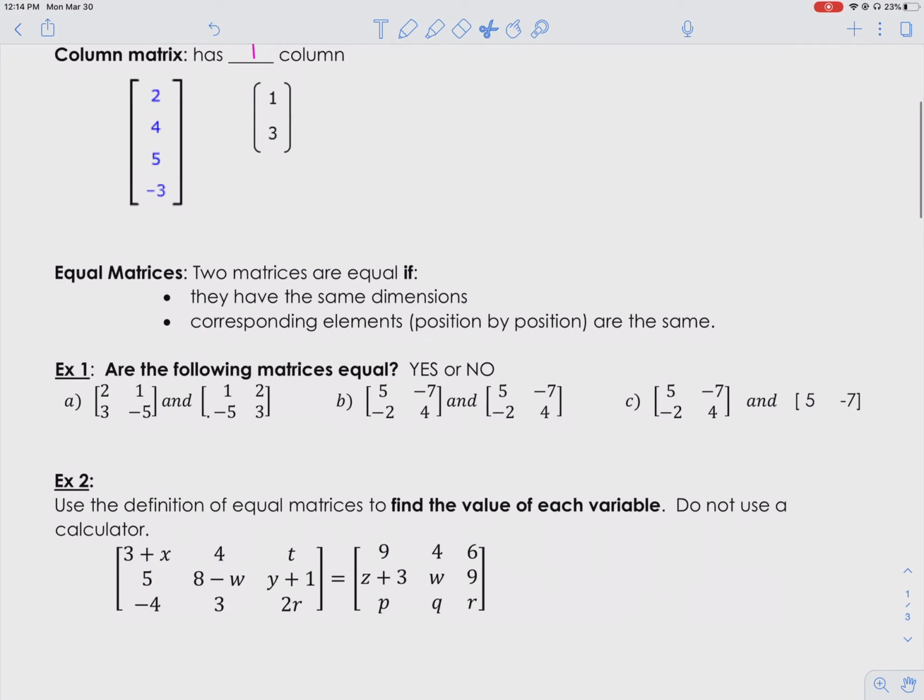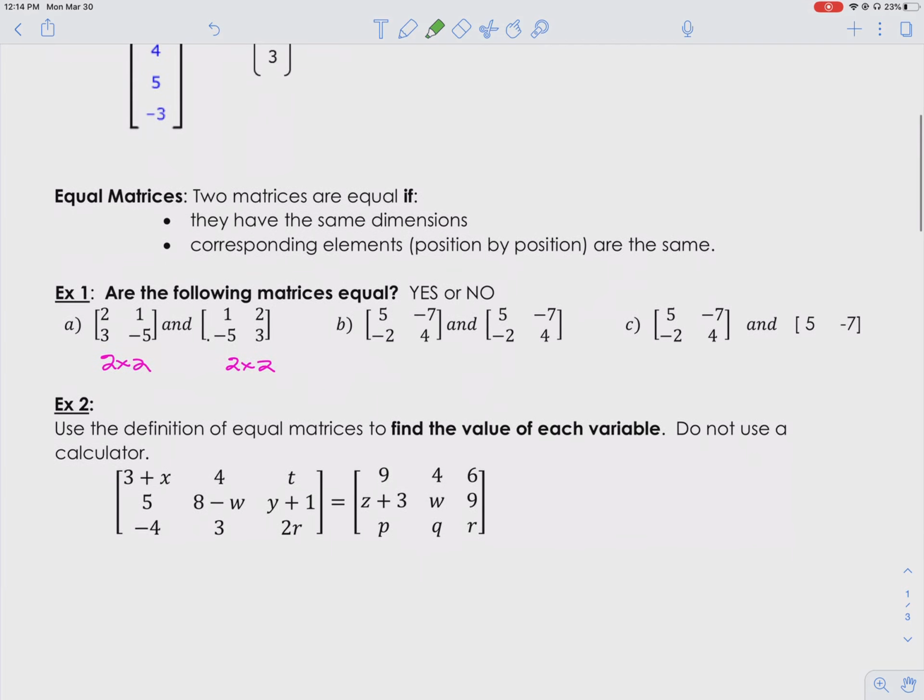So equal matrix, if you have two matrices that we say they are equal, they have to have two things. They have to have the same dimension, and every element, position by position, is the same. So if you look at A, in example number 1, notice those have the same order. They have the same dimension. They're 2 by 2. They're both 2 by 2. But look at this very first one. I have a 2 in that position. Here I have a 1 in that position. So I know that these are not equal, even though the dimensions are the same.